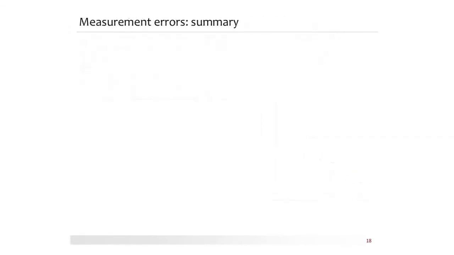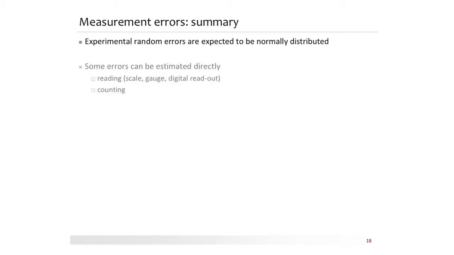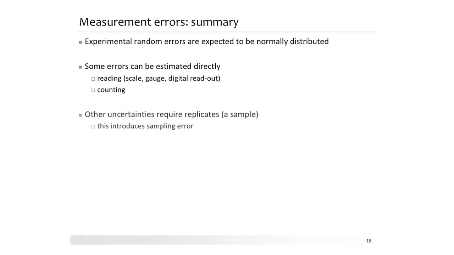So to summarize the first part of this talk, experimental random errors are expected to be normally distributed. Try to remember this, it's quite an important thing. Some of these errors can be estimated very quickly in a simple way, directly, like reading error and counting error. And for other uncertainties, you need replicates. You need a sample of replicates, and then you can do your other estimates. But this on its own introduces sampling error, and we have to deal with it.